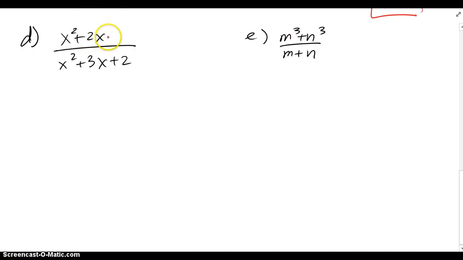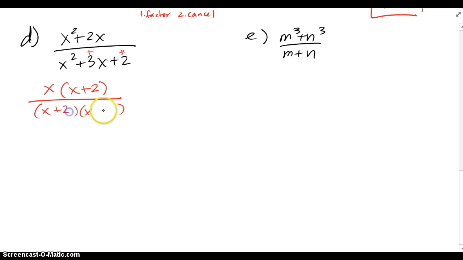Okay, next one, part D, same idea. Always factor and then cancel. So let me write that down as a note. Factor, and then step 2 is cancel things out. So factoring the numerator, I can pull out a GCF of x, that's going to be x plus 2. Factoring the denominator into two binomials, x and x, product 2, sum 3, that's going to be a positive 2 and a positive 1. And now since these guys are multiplied, I can divide them out and cancel this guy and this guy. So my final answer will be x over x plus 1, and I'm good to go. Again, I cannot cancel this x and this x because of the link between the x and the 1.